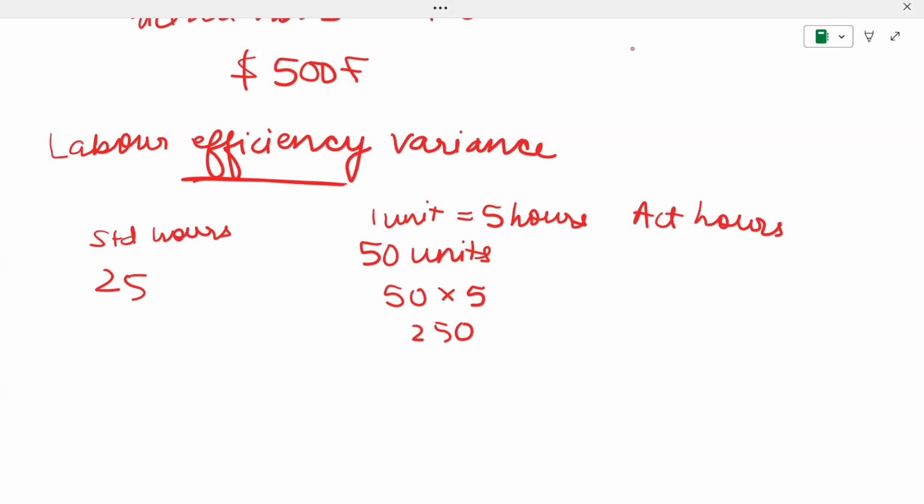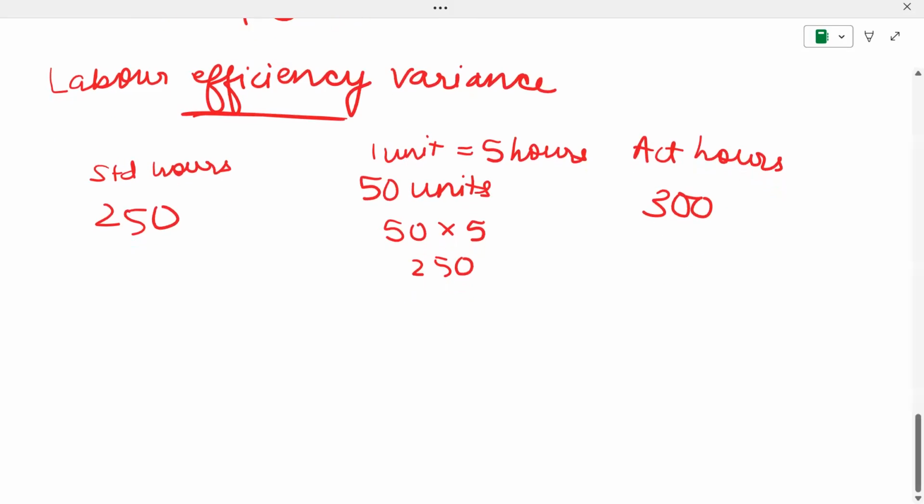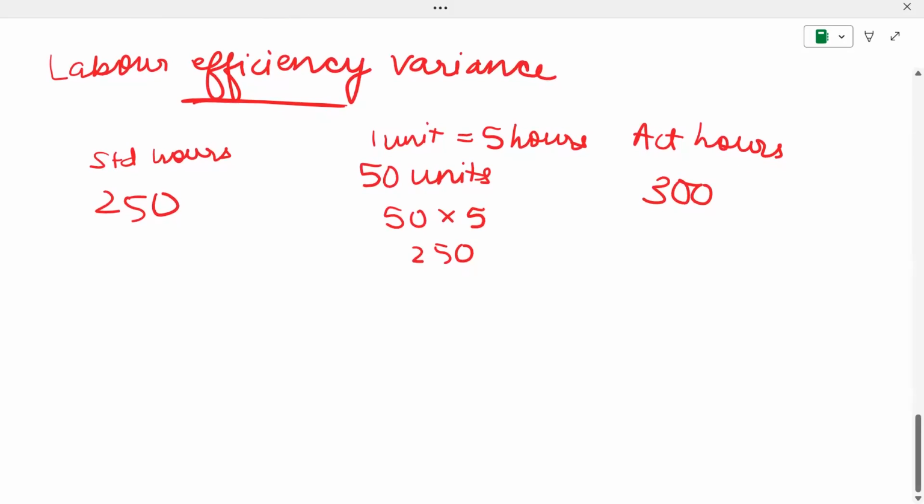So the labor should have taken 250 hours, but they have actually taken, let's suppose, 300 hours. So again, I know this is an adverse variance. Why? Because what work should have been done in 250 hours is now done by my labor in 300 hours. So they are slow, they are not as fast as they should be. So I'm going to get an adverse variance over here.